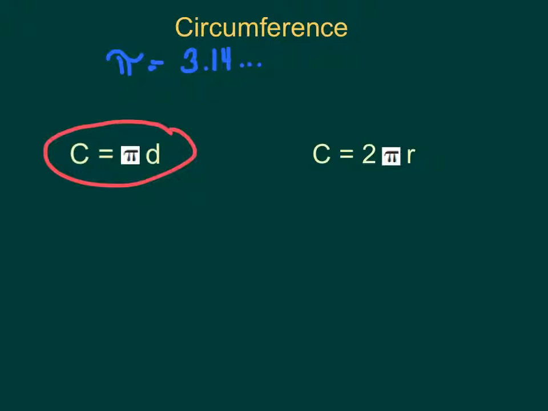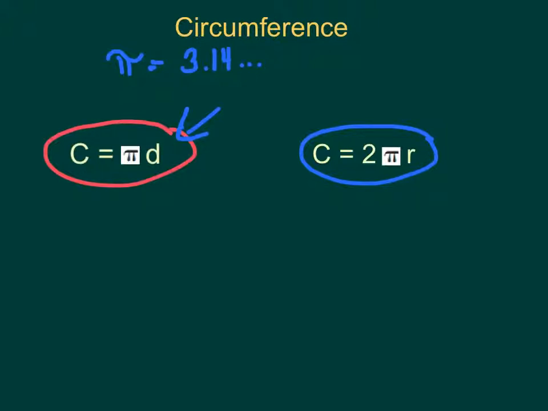If I don't have the diameter, I can use the radius either by doubling the radius and using this original formula, or using this version here, which is simply 2 times pi times r. 2 times pi times r is the same thing as saying pi times d, pi times diameter, because 2 times the radius is the diameter. Let's do a test to see.